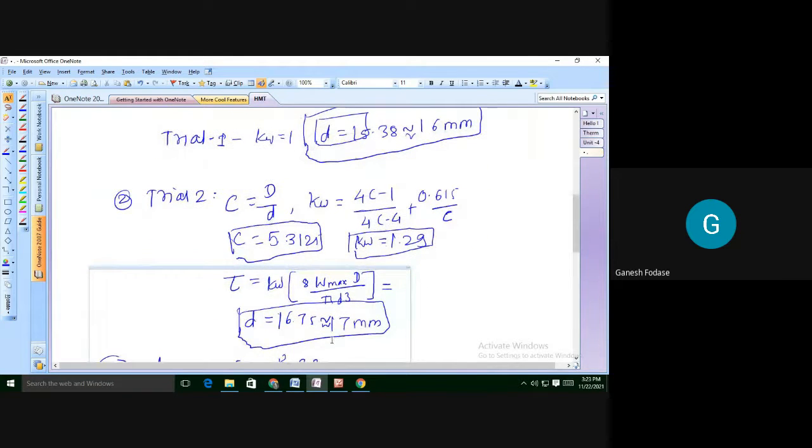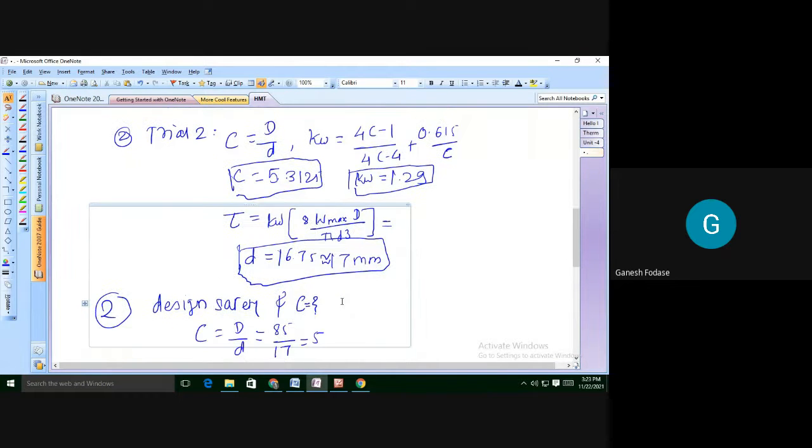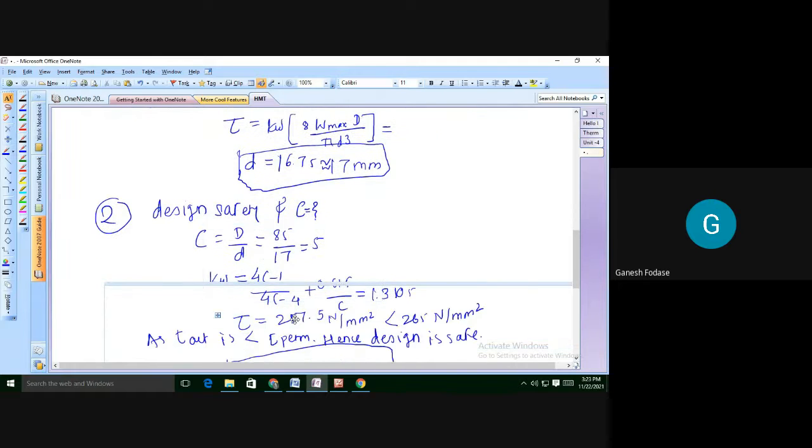Sorry, we get the D value. So D is 17 mm. Now for this 17 mm, we check for safety. If it is safe, then the design is okay. If not safe, again go for the next iteration. But here it is safe, therefore no need to go for the next iteration. So here we get C as 5 and D as 17 mm.